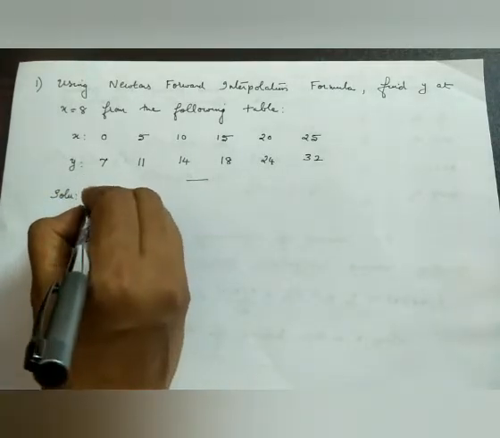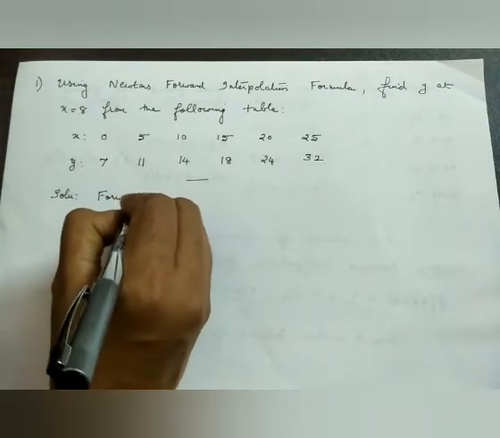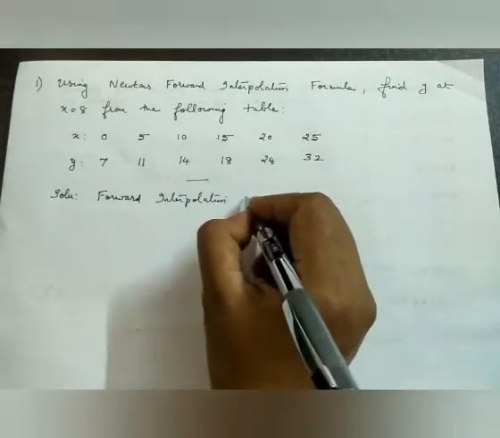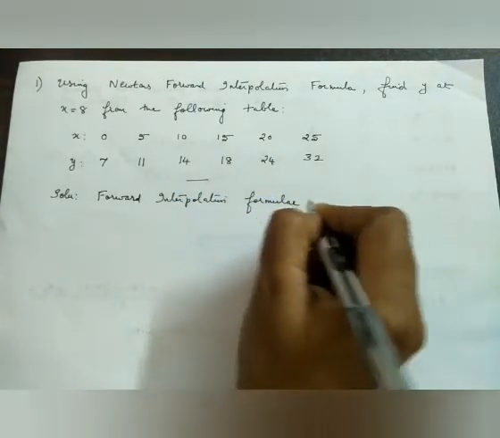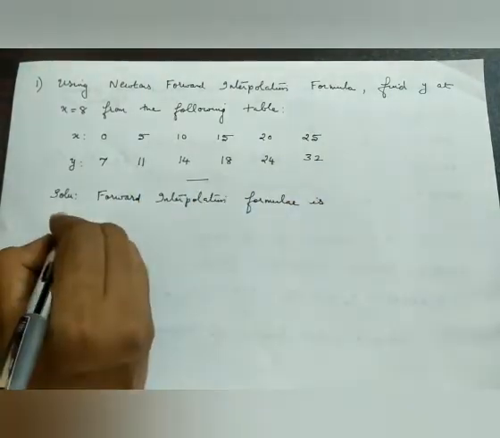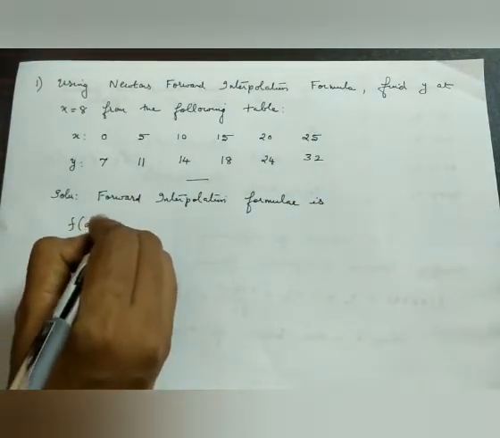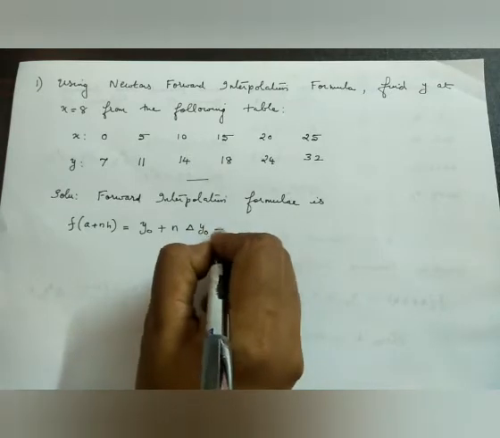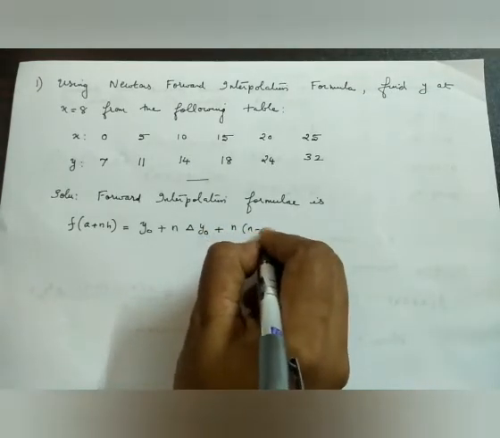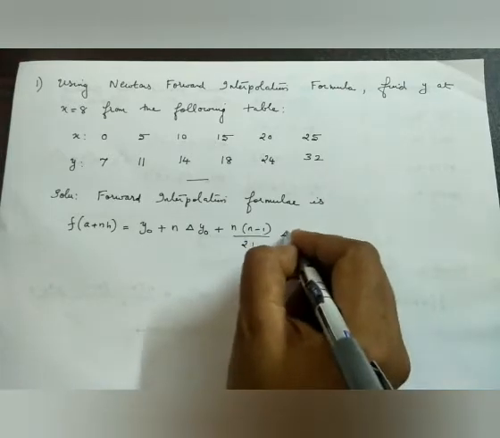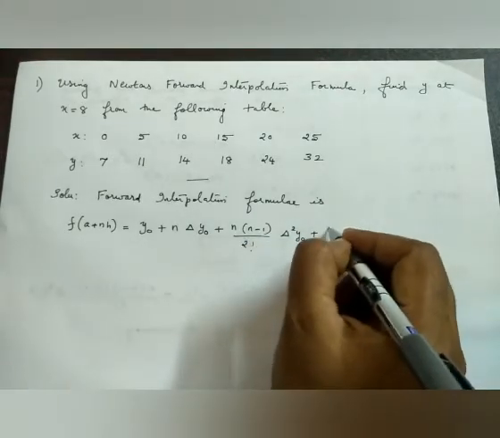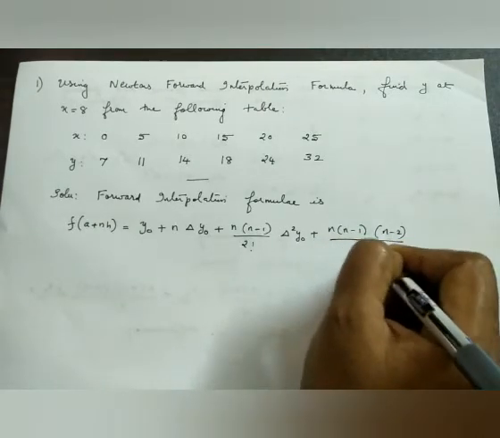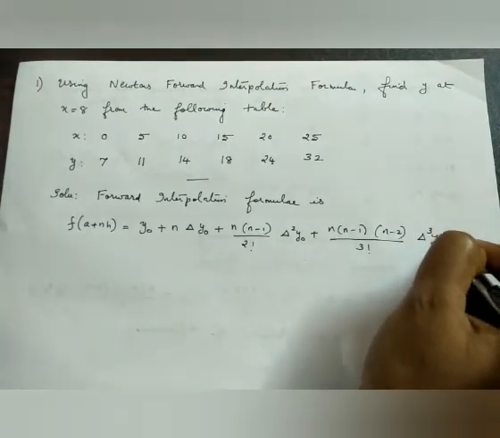Now we know that the forward interpolation formula is f of a plus nh is equal to y naught plus n delta y naught plus n into n minus 1 by 2 factorial delta square y naught plus n into n minus 1 into n minus 2 by 3 factorial delta cube y naught plus etc.